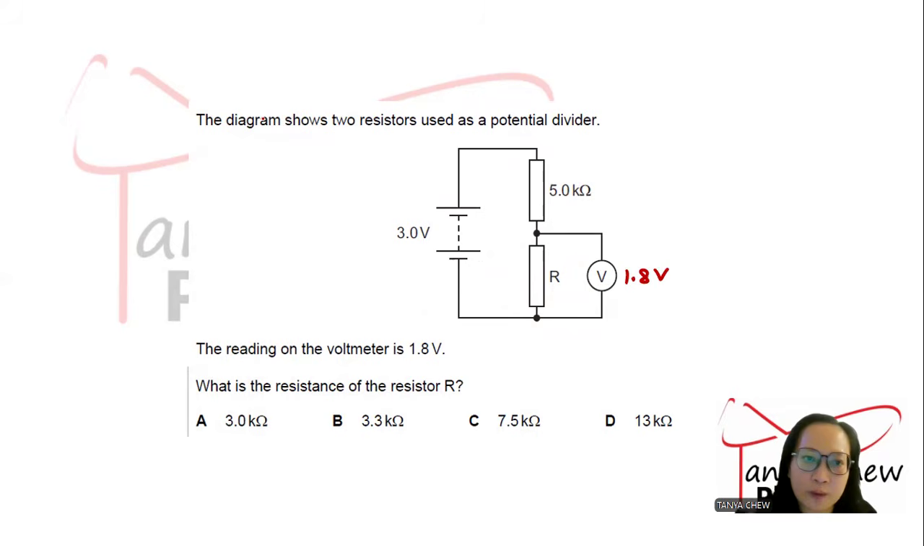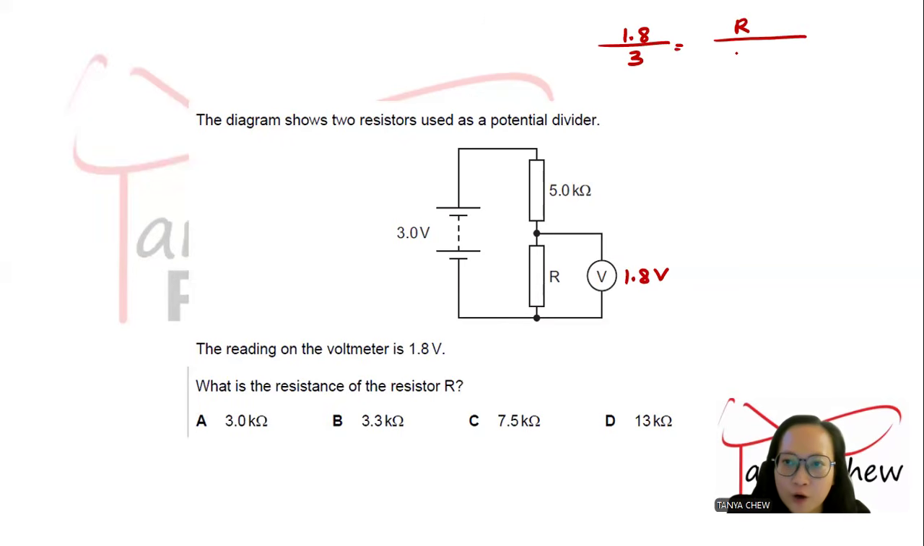Potential dividers, you remember? So this is 1.8 divided by the total voltage, which is 3, equals R over R plus 5. 5 is together with the kilo ohm. I'm not going to change that kilo ohm because I look at all the choices, A, B, C, D, they are in kilo ohm.